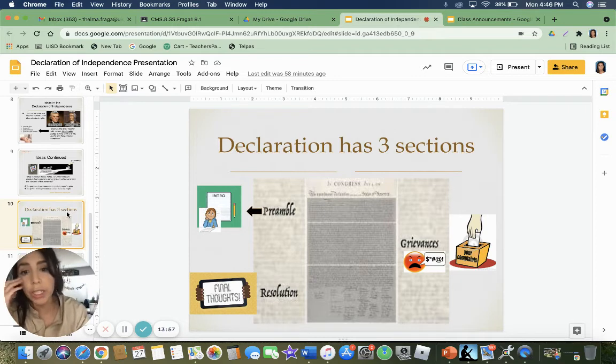The introduction to the Declaration of Independence is called the preamble. And basically in the introduction, you kind of introduce what you're going to be talking about. The middle section, or the body of the Declaration of Independence, basically listed all of the complaints, all of the reasons that we were breaking up with King George and with England. And then, of course, the last part is the conclusion, also known as the resolution, where they put in their final thoughts.